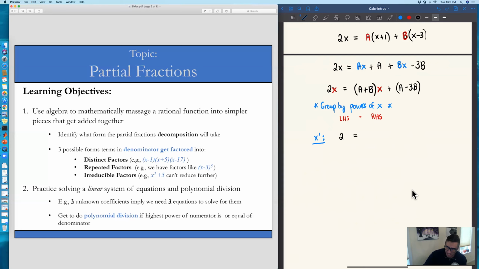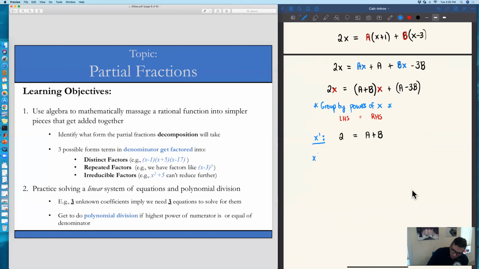While on the right-hand side, what that means is we need the term that has the x on it, which would just be the a plus b. So we can set 2 equal to a plus b. And those are all the terms on the left and the right that have an x. If there were terms with x squareds on the left or right, we would do the same exact process.